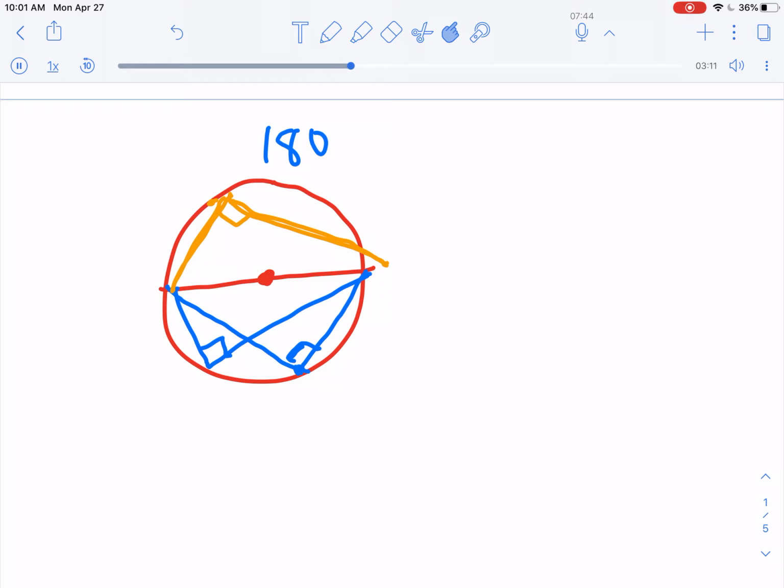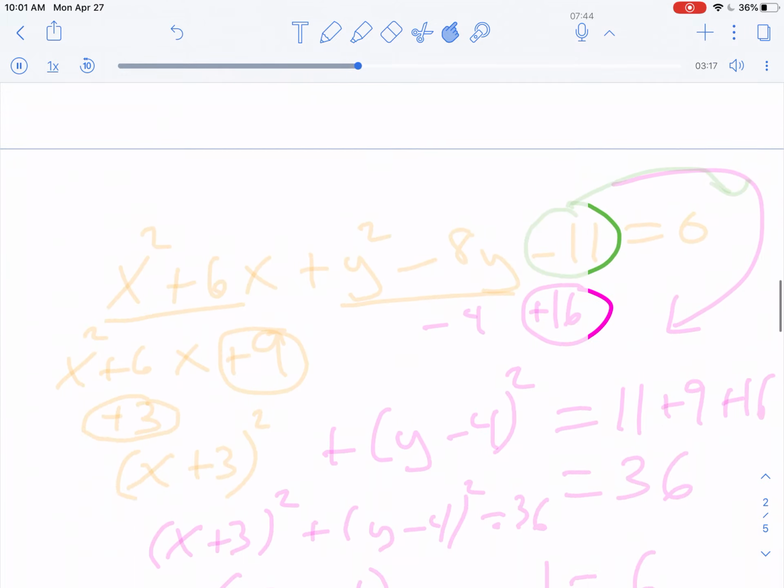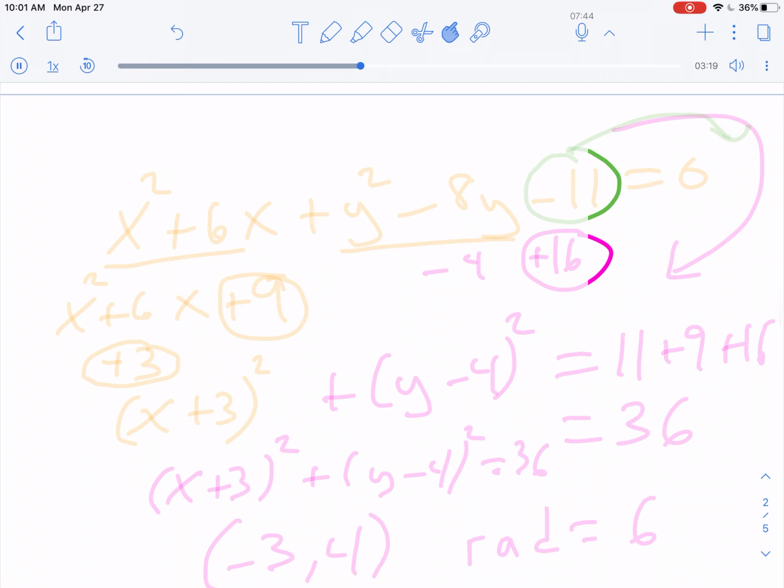Now, a couple other things that came up maybe on the last homework, and there's a couple problems on your quiz about this, and that is when you have to complete the square in order to figure out a circle. So let's say you have the following problem. x squared plus 6x plus y squared minus 8y minus 11 equals 0. And you have to graph this and figure out where the center and the radius are.